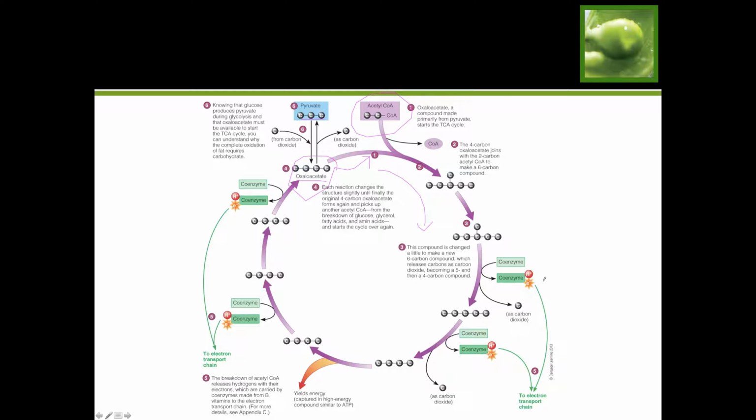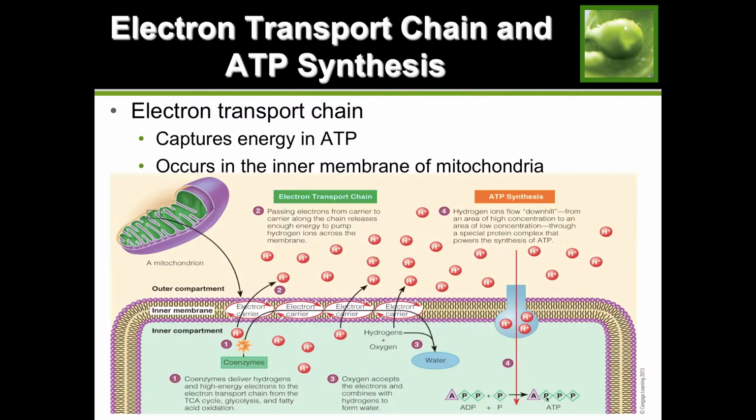And this is where a lot of your energy is produced. And like always, your hydrogens and electrons are going to be taken to the electron transport chain by your B vitamins. So this is the electron transport chain that happens in the mitochondria, and it actually occurs in the inner membrane. And it captures energy in ATP.